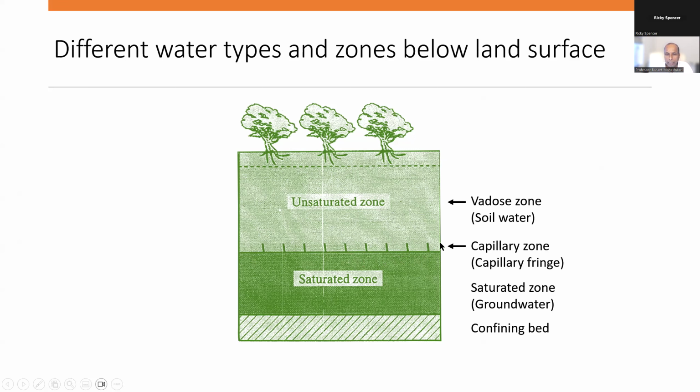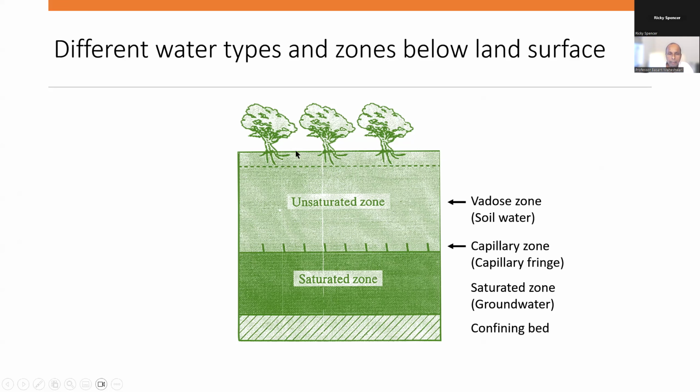The thickness of the capillary zone depends on the soil type. If it is clay soil, the thickness is higher, and if it is sandy soil, the thickness is lower. In sandy soil, it could be a few centimeters, whereas in clay soils, it can be up to a meter. The capillary rise depends on how fine the pore spaces are. If pore spaces are smaller, the rise is higher. If pore spaces are bigger, then the capillary rise is smaller. That's why in sandy soil, the thickness of the capillary zone is thinner compared to clay soil. And there's always a confining bed depending upon where we are in the landscape.